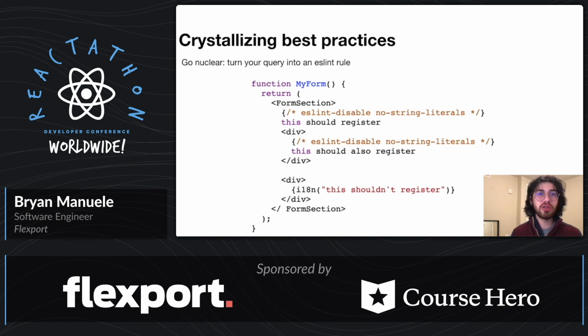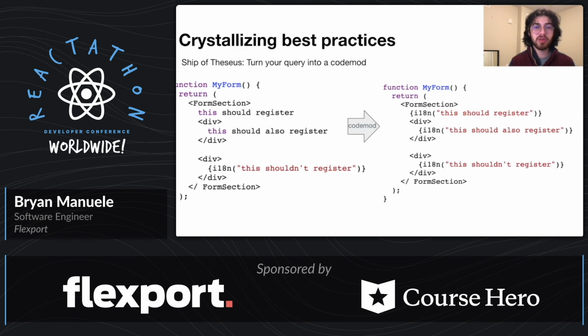And the other approach is we can write a codemod. Now, the query we wrote was in JSCodeshift, and the purpose of JSCodeshift is for writing codemods. And what a codemod is, essentially, is a transformation of code. You go from one type of code to another type of code. And here we've transformed all these free-floating text literals to be passed through i18n.